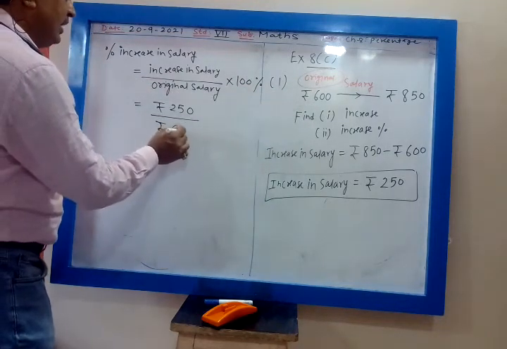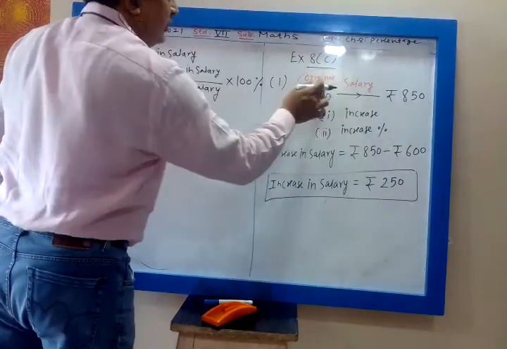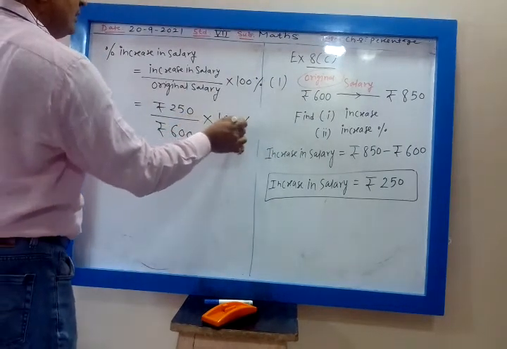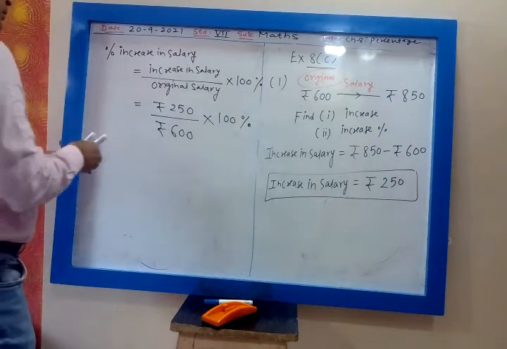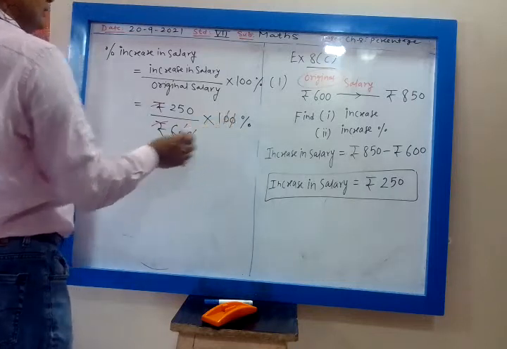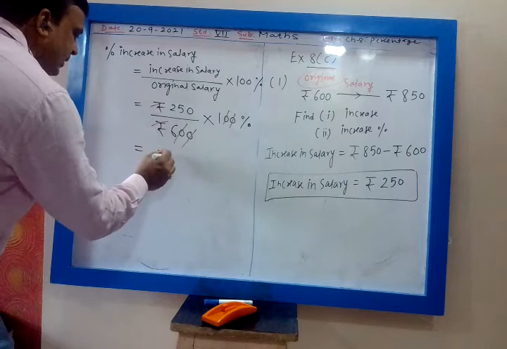My dear, original salary is 600. 600 is increased to this. So original salary is 600, multiplied by 100%. Rupees get cancelled, then 2 zeros get cancelled. So that is 250 upon 6%.